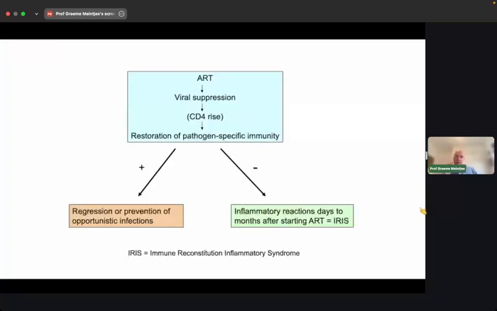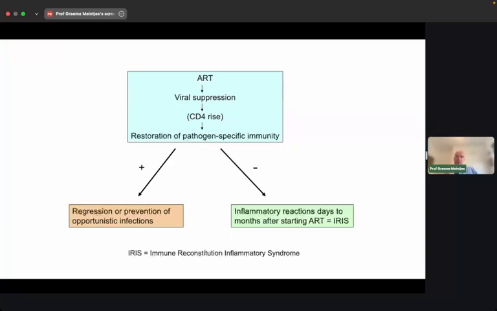So what is IRIS? IRIS is essentially immune reconstitution inflammatory syndrome. We see it in other conditions, like recovery from immunosuppression, but in the context of HIV, it's starting effective antiretroviral therapy that potently suppresses the viral load replication. There's a rise in CD4 count. There's also improvements in immune function generally. And that leads to restoration of pathogen-specific immunity, so the ability of the immune system to respond to specific pathogens.